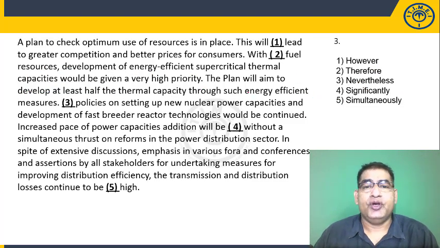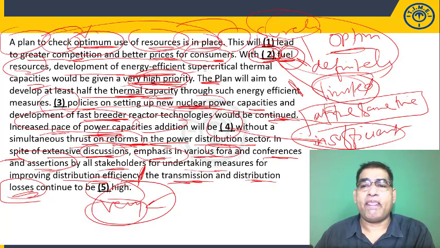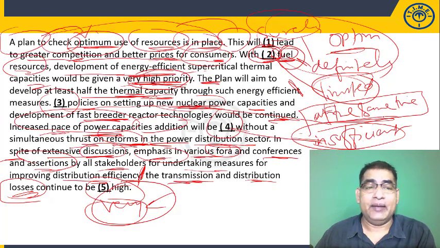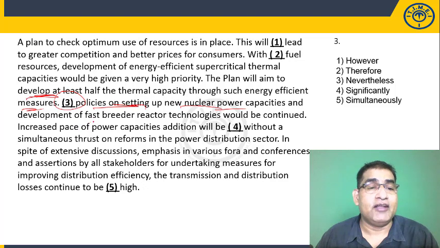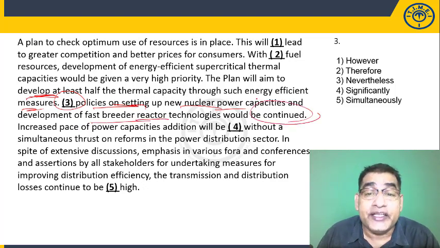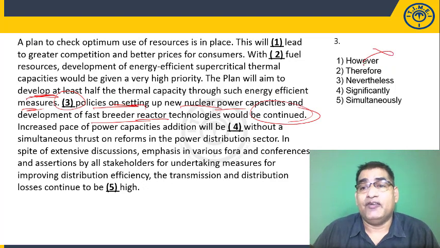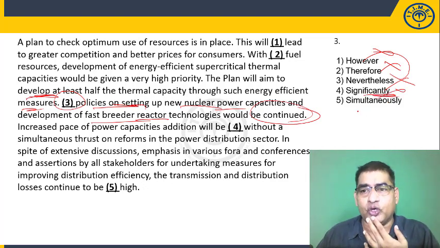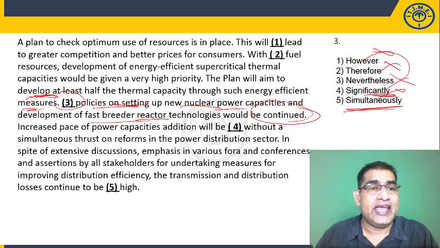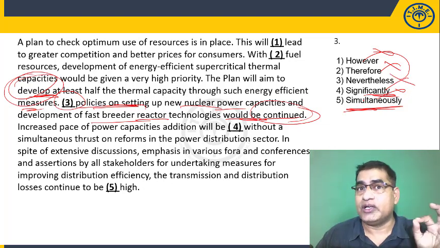Third, what was our clue for the third blank? The third blank clue was at the same time. So it's like saying, where is that? Yes, here. At the same time, while the above thing is happening, policies on setting up new nuclear power capacities and development of faster breeder reactors would also be continued. So at the same time, however, does not mean that. Therefore does not mean that. Nevertheless is opposite, just like however. Significantly means very greatly, out of scope. Simultaneously makes sense. You see, at the same time, while this is happening, this also will be continued. So simultaneously is the only word that makes sense.